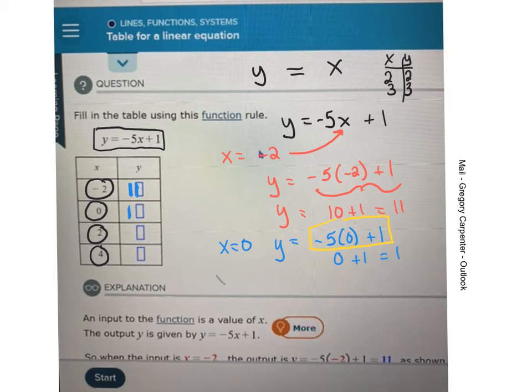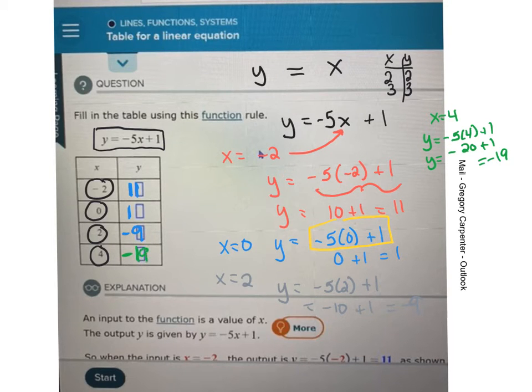Next, you get x equal to 2. It's the same thing. y would equal -5 times 2 plus 1. -5 times 2 is -10 plus 1. -10 plus 1 is -9. So -9 would go in this box. And then finally we have x equal to 4. So y would equal -5 times 4 plus 1. So y would equal -20 plus 1, which is then -19. So that would go there.